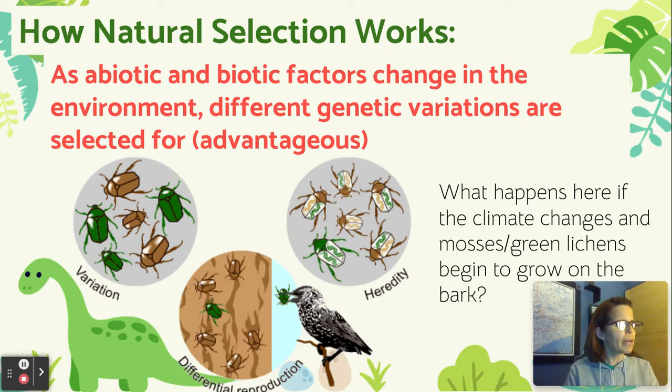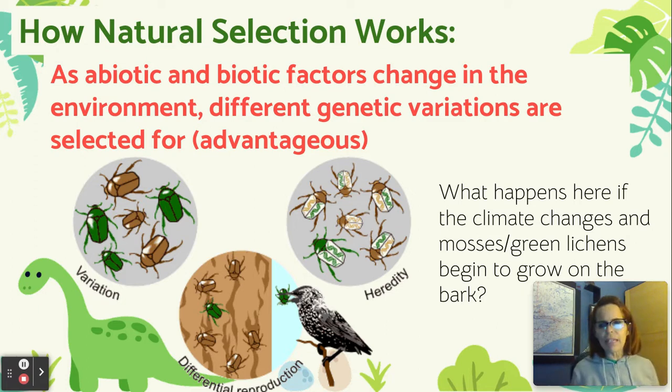All right, and then just a real quick reminder, abiotic means without life, like the water, the rocks, the soil. As abiotic and biotic factors change in the environment, different genetic variations are selected for. In the example we had in class, there were green and brown beetles crawling around on brown bark on a tree, and the bird spots the green ones. Over time, we see fewer and fewer green beetles surviving and more of the brown. But what happens if the climate changes and mosses and green lichens begin to grow on the bark? You might remember that conversation.